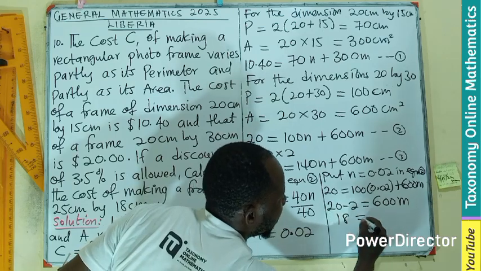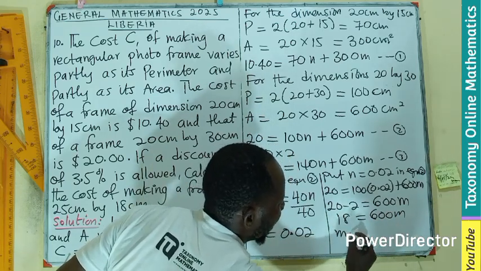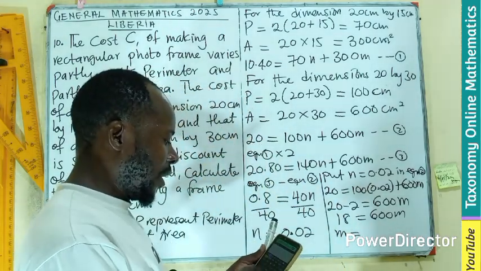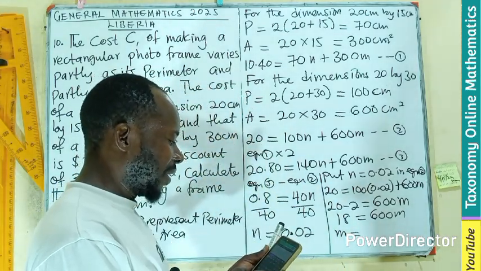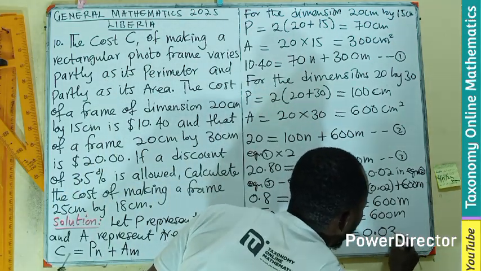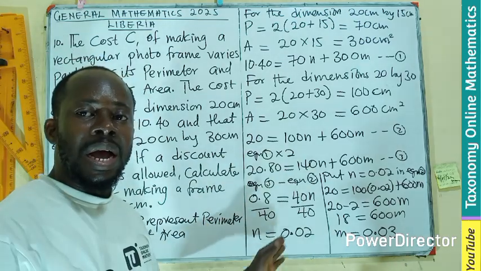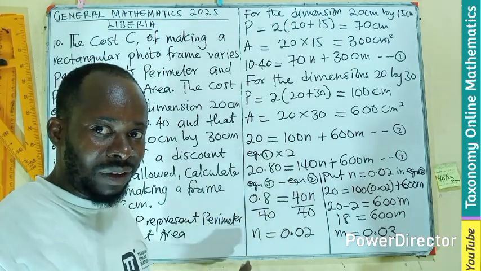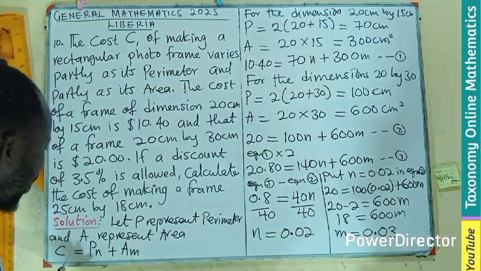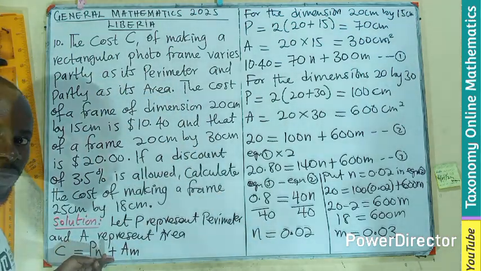As you have 18 equals 600M, dividing by 600, 18 divided by 600 will also give you 0.03. So now we know the two constants, the first constant and the second constant. We substitute that back into the original equation so that we can find the next one.